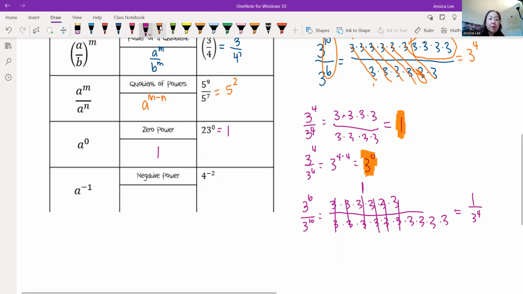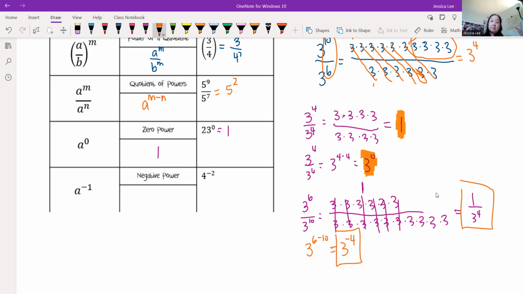But we also know the rule that we can subtract these. So 3 to the 6 minus 10. Remember, look at your number line if you need to. We're at 6 and we go to the left 10. What is that? It's negative 4. So we're saying that 3 to the negative 4 is equal to 1 over 3 to the 4th. It is not what you thought. It does not make it negative. That's a big mistake. It does not make it negative. So 3 to the negative 4 power is equal to 1 over 3 to the 4th.